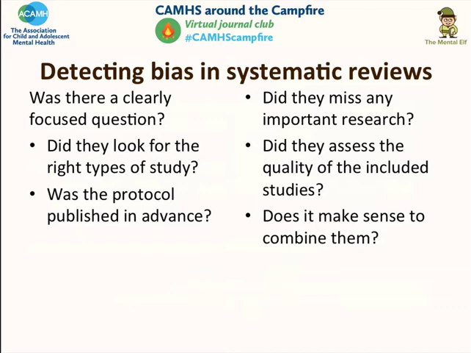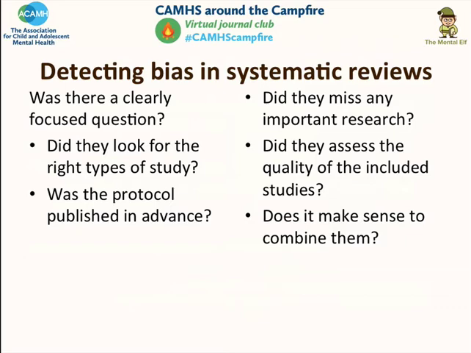The first and most important question is, what were they looking at? What is the question of the review? This should be clearly focused on patients, interventions and outcomes. We need to ask, did they look for the right types of studies? So the studies that address those questions with the right method. And we would ideally like to see the protocol for the review published in advance, so we can't do any of the outcome switching or selective reporting.